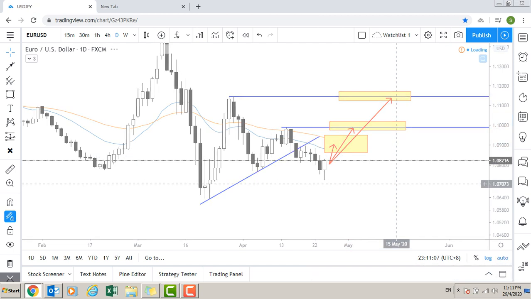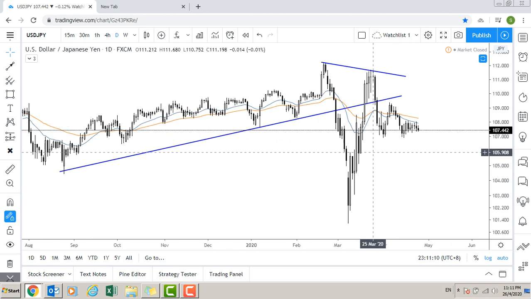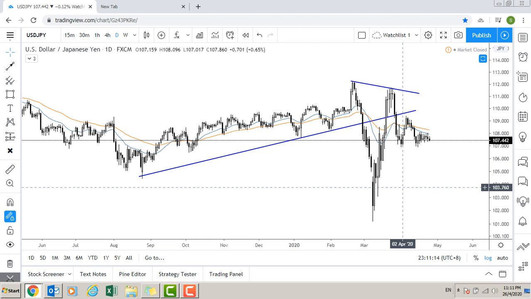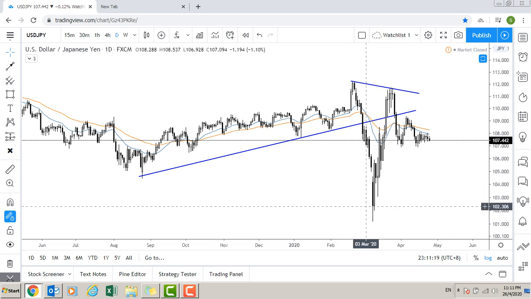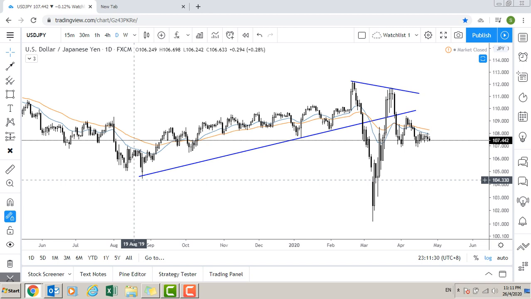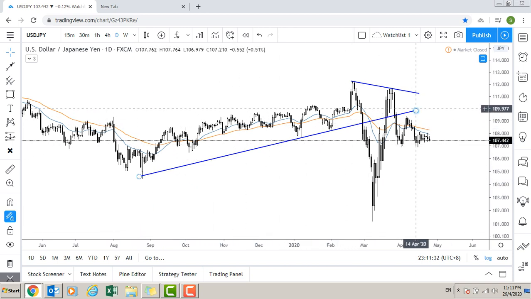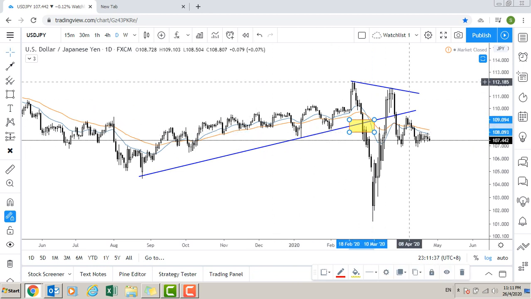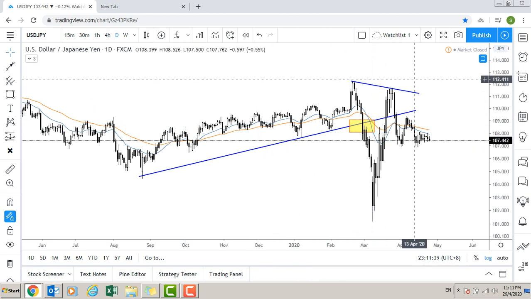Okay, then the last one will be USDJPY. For USDJPY, the last one to two months have been quite volatile. We can see a very sharp drop in the price and then back up to the top. However, we can see this trend line has already broken out, so this is an early indication that the uptrend in the short term has ended.